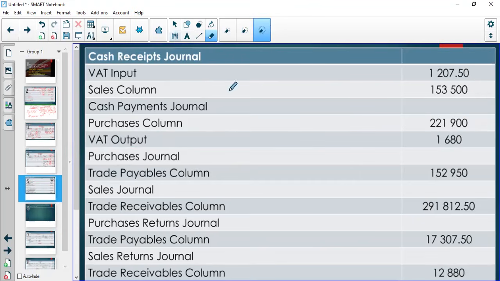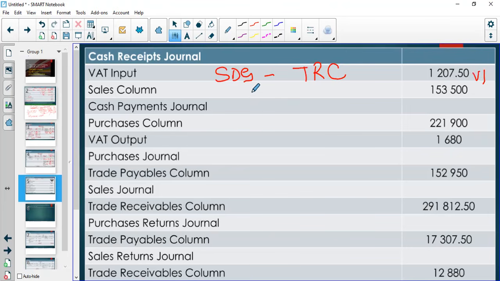Right, so let me just write this so that it's clear. So we said, what did we say here? Cash receipts, so this is settlement discount granted, and the description is trade receivables control. It's VAT input. Sales column, it's obviously sales, right? Cash sales. And the description there is going to be bank, right? Because this was received. This is VAT output. And it's going to be 15% of that.